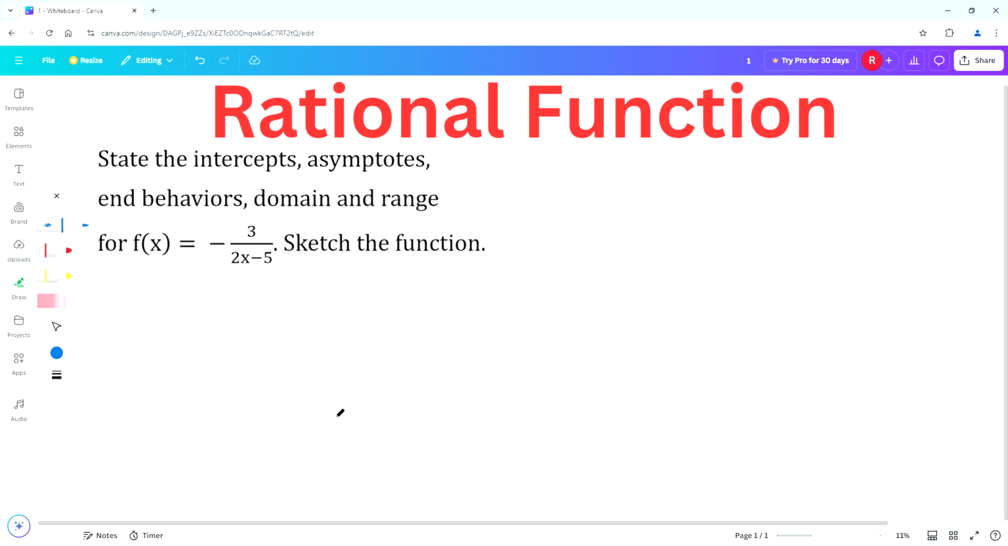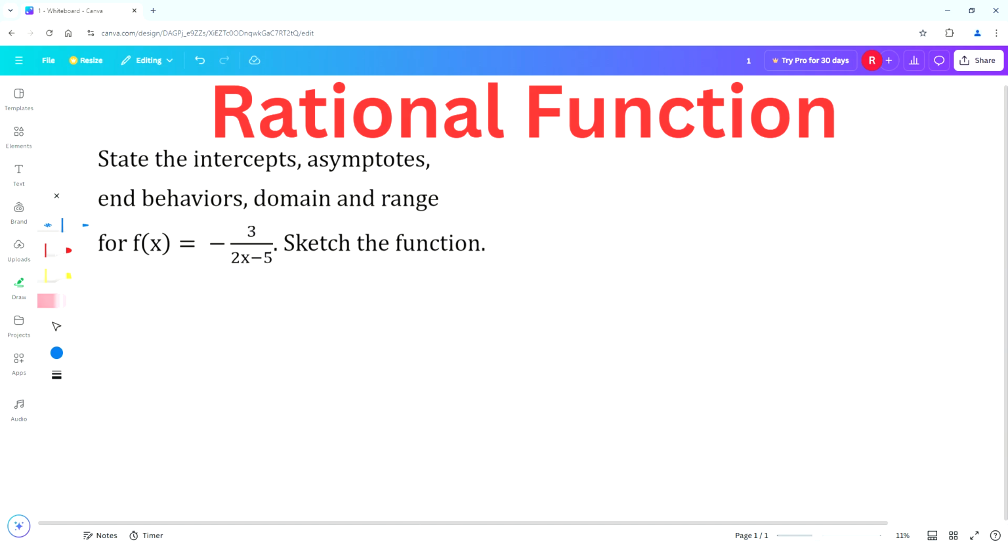In this video, we'll solve this problem using the concepts of rational function. As per the problem, state the intercepts, asymptotes, end behaviors, domain and range for f(x) equals negative 3 over 2x minus 5. Sketch the function. This given function is a rational function. It is a reciprocal of linear function.